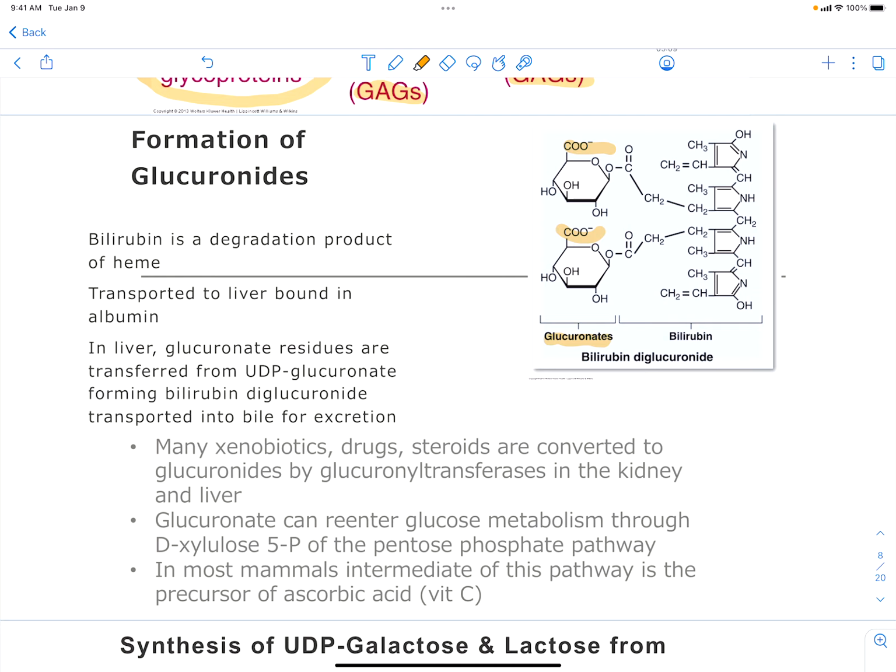And then these glucuronides are going to, in the liver and the kidney, go through glucuronyl transferases, and you're going to basically just add these negative charges. Glucuronate itself can go through glucose metabolism through xylulose 5-phosphate, which is one of those intermediates of the pentose phosphate pathway. So again, it's a way to get the carbons back into glucose metabolism as needed.